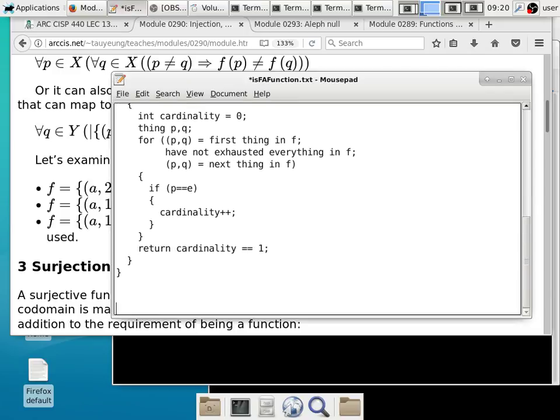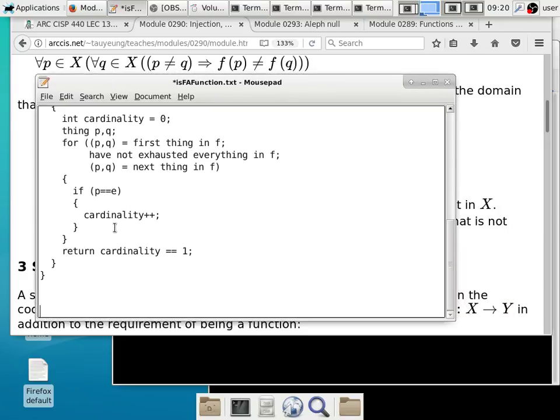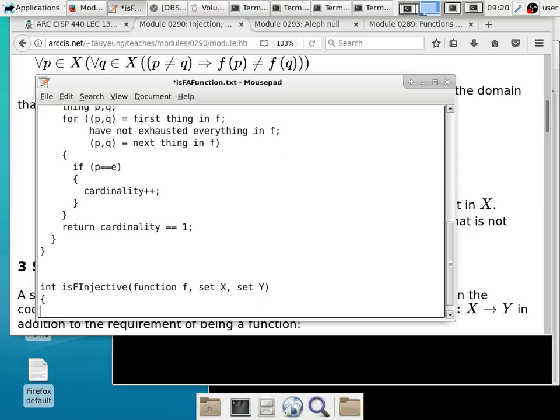So injectiveness is to look at it like this. We say int is_f_injective. We have a function f, a set x, which is our domain, and a set y, which is our codomain. These are the inputs to this particular C function. We can see that the for all p and q are nested, so we're going to set up exactly the same thing in loops.